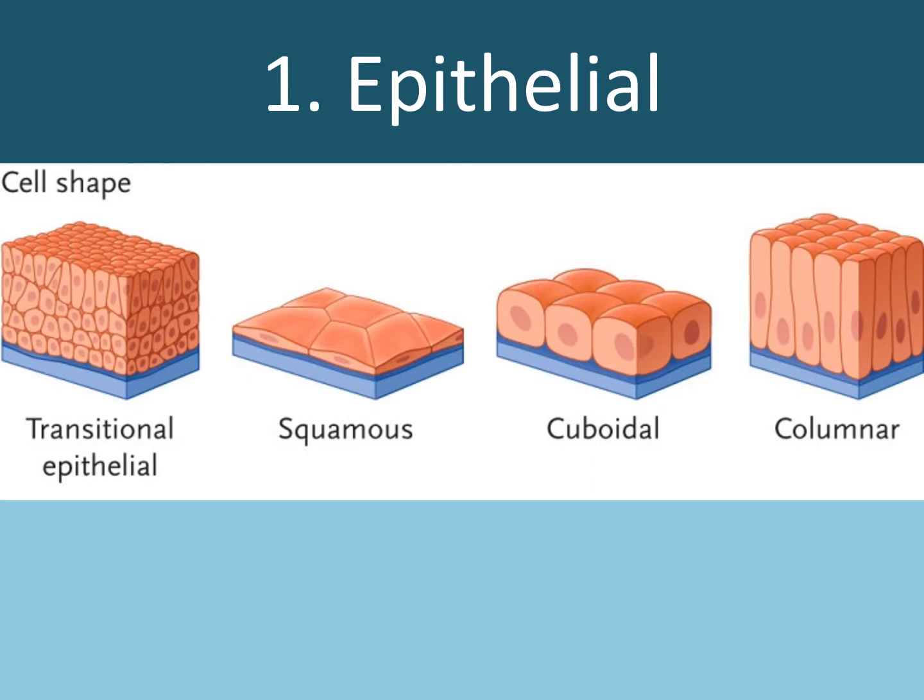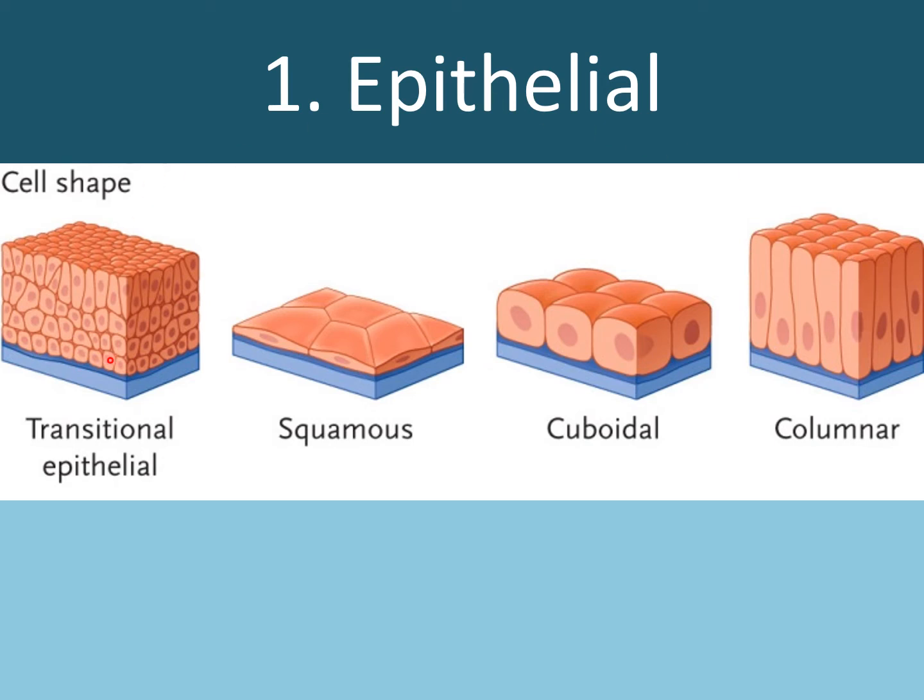In this diagram, you can see the 4 different cell shapes of epithelial tissue. Here we have squamous epithelial cells. Notice that they are flat. Next to that, we have cuboidal cells, or cube-shaped epithelial cells. Here are the columnar cells to the far right. Again, they are long and tall.